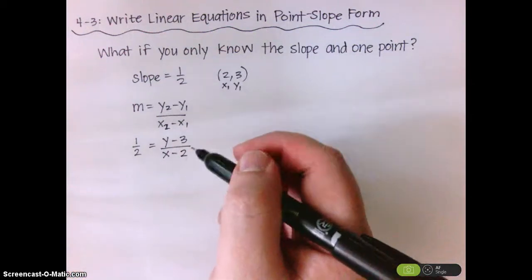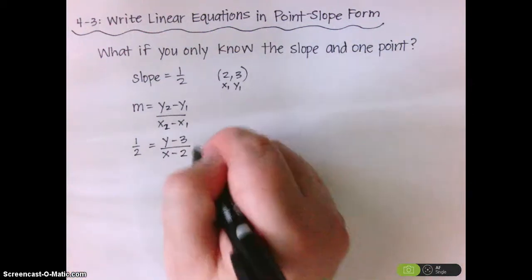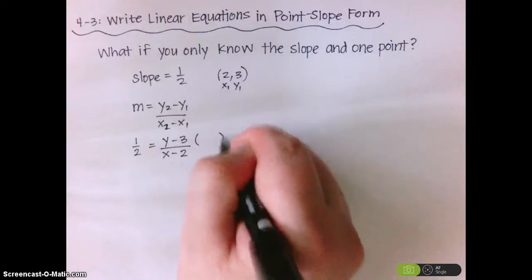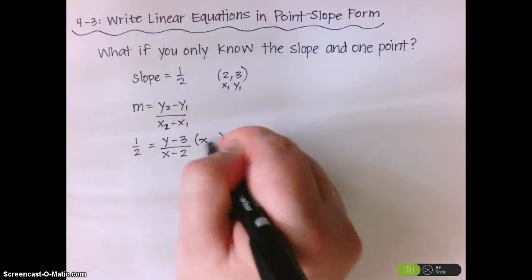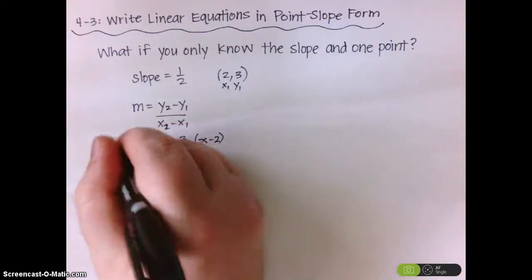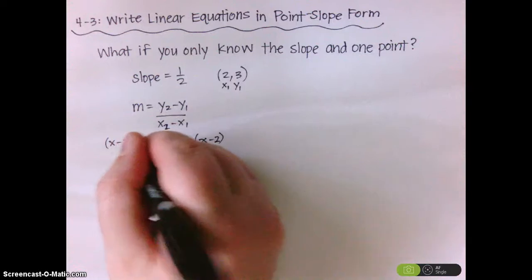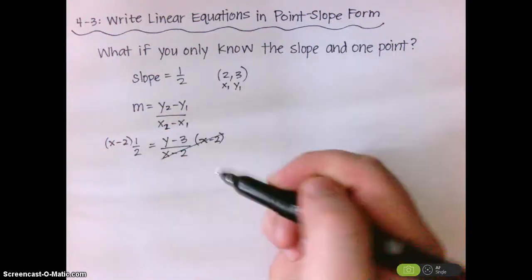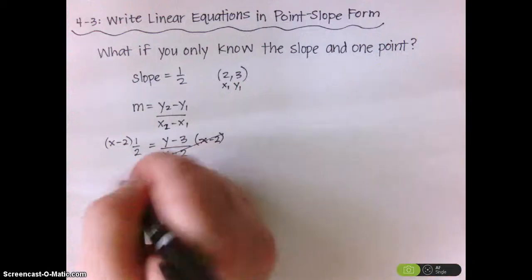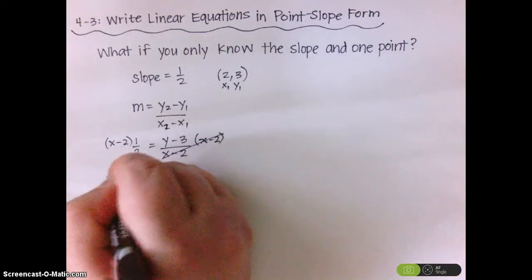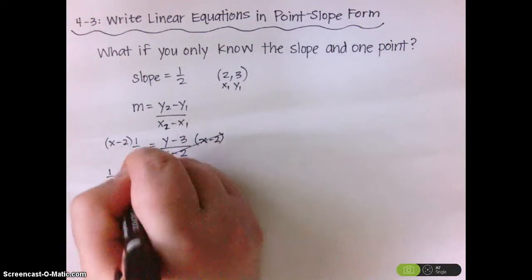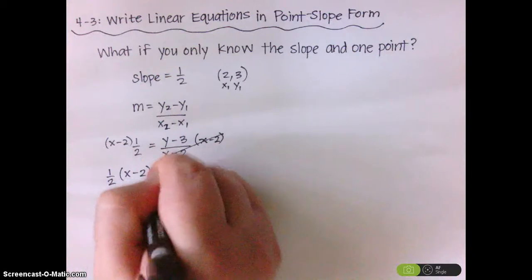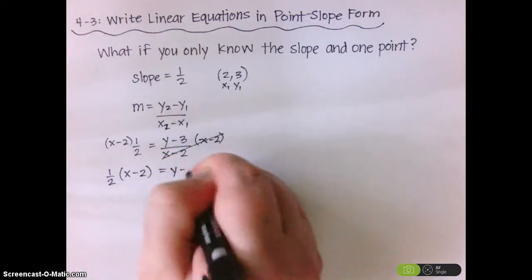All right. I'm going to take it another step further, and I'm going to move my x minus 2, which is on the bottom, to the other side. So since it's being divided, I'm going to multiply it on both sides. That will cancel it out on the bottom. And so on the left-hand side, I'm going to just switch places. 1/2 times (x minus 2) is equal to y minus 3.